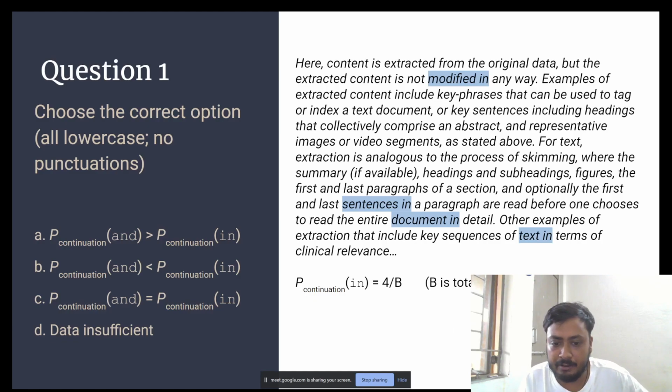What you need to remember is that probability of continuation means you have to find the count of continuation. Count of continuation means the number of unique bigrams this word continues in this case. So that is all. Although this is not difficult, the probability of continuation is required in some other smoothing questions also, so that is why it's important to understand. So this is the number of unique bigrams.